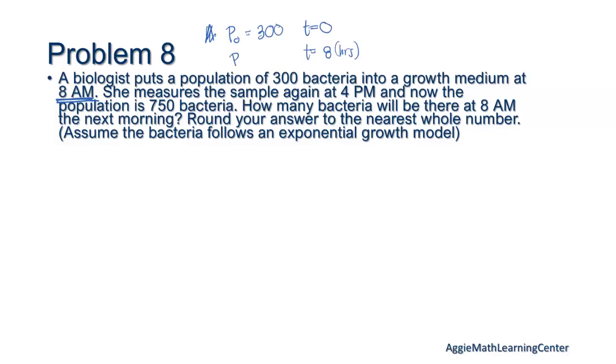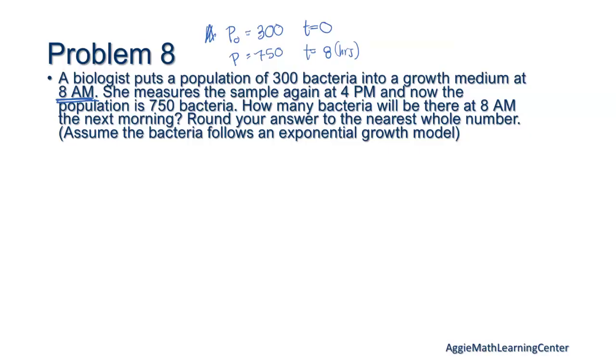Just as a note, this would be the same as if it had been like 8 minutes. We could use the same equation. We would just interpret it in hours versus in minutes. As long as they're consistent, you don't have to change the equation. If it had been minutes and then we change it to hours, then we would have a change factor. Okay, anyways. So I know that there are 750 bacteria at 8 hours.